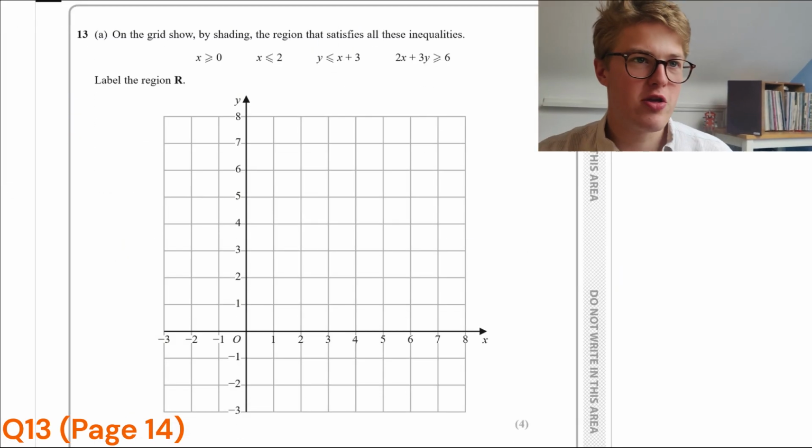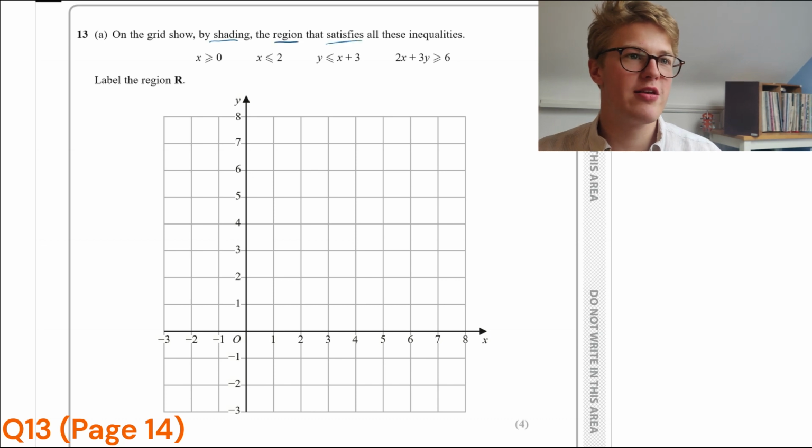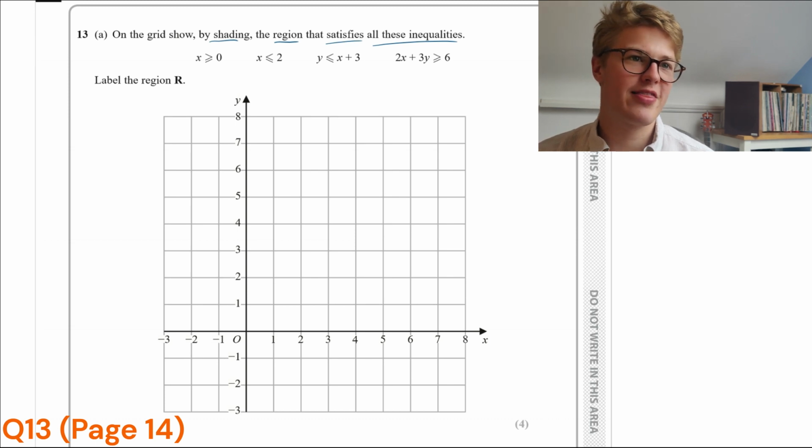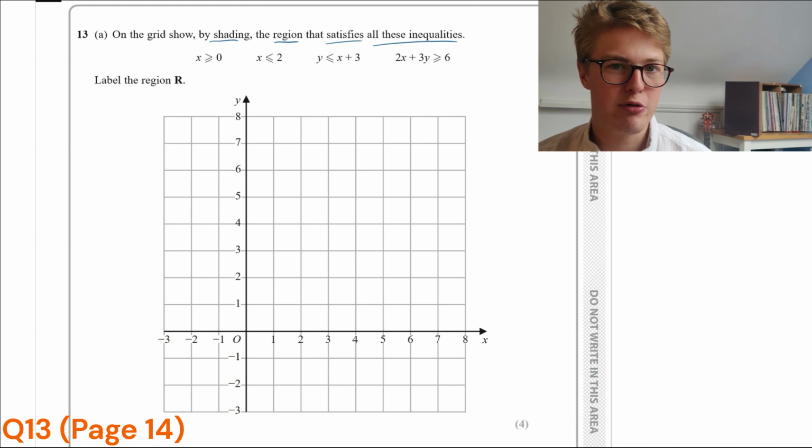Show by shading the region that satisfies all these inequalities, label the region R. So we have x is greater than or equal to 0, x is less than or equal to 2, y is less than or equal to x plus 3, and 2x plus 3y is greater than or equal to 6.